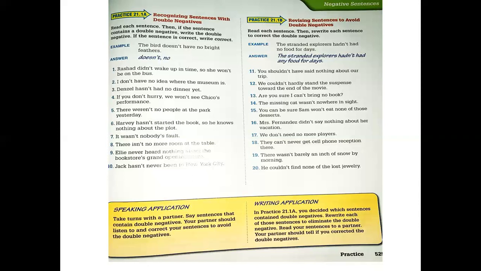However, in the second one, I do not have no idea where the museum is. Now, please do this one so that you can understand it more. Do not and no. So how should we change it? I don't have any idea where the museum is. That's how you are going to solve it.